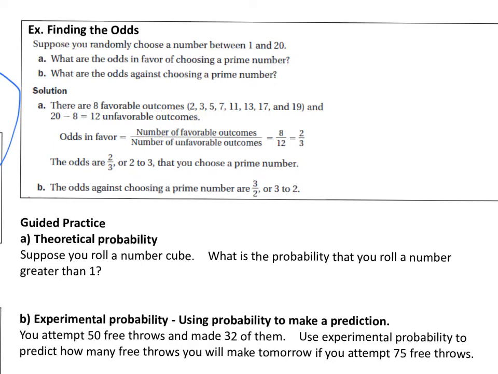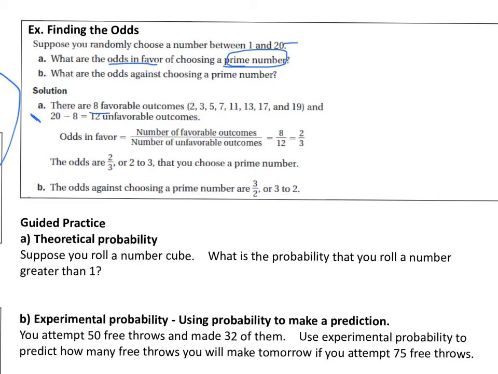Example, finding the odds. Suppose you randomly choose a number between 1 and 20. A. What are the odds in favor of choosing a prime number between 1 and 20? So let's take a look at the solution for part A.